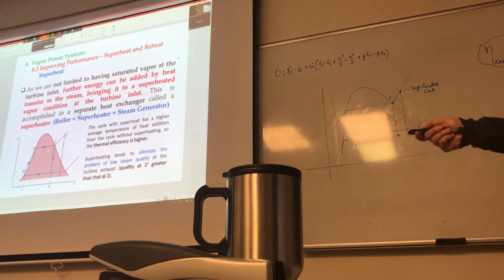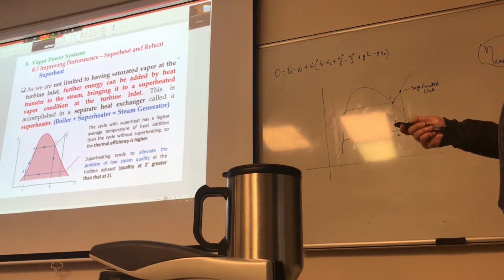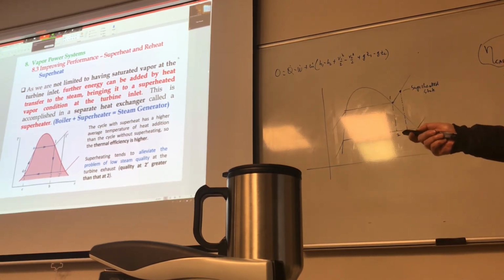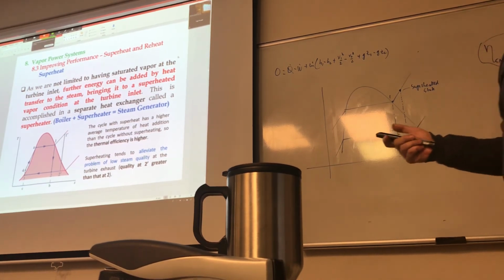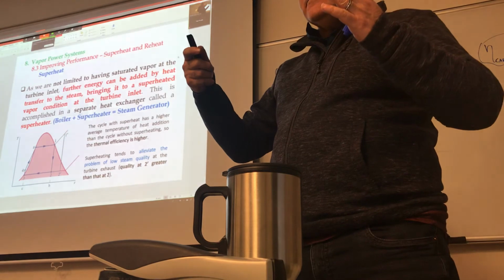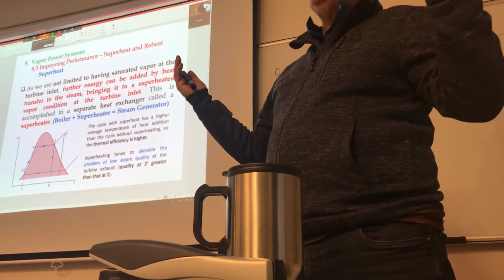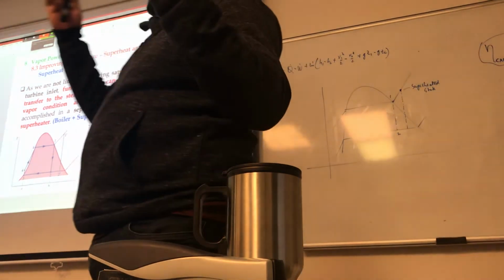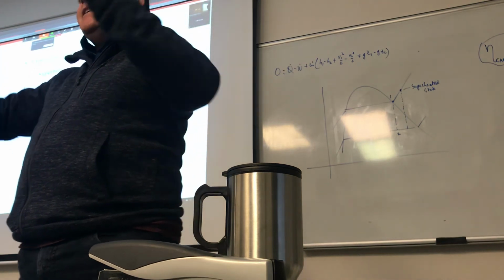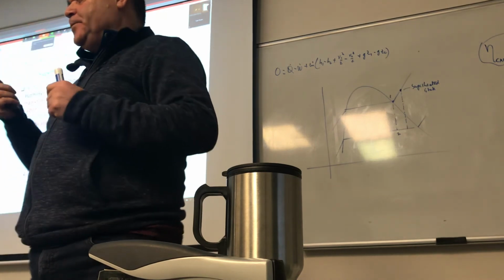See here? Instead of going from 1 to 2, we go from 1 prime to 2 prime. As we are not limited to having saturated vapor at the turbine inlet, further energy can be added by heat transfer to the steam, bringing it to a superheated vapor condition at the turbine inlet. But how are we going to do that? Because you're passing the vapor through a boiler, so the most you're going to get is vapor. How can you get superheated vapor? You can only get superheated vapor if you get vapor and then add heat to it, or pass it through and superheat it, if you will.